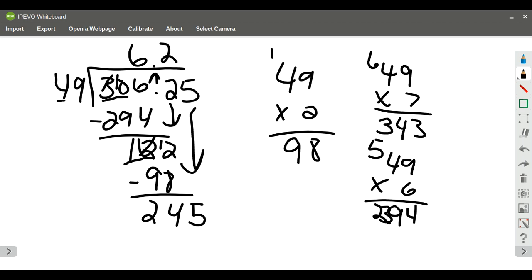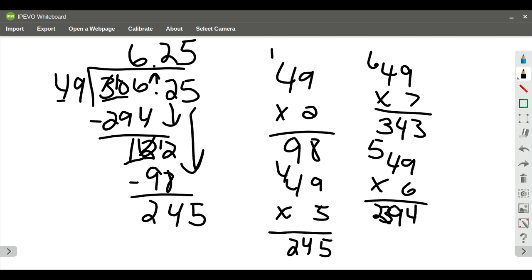And so let's try 49 times 5 and see what we get. So 5 times 9 is going to be 45. So I'm going to put down the 5, regroup the 4. 5 times 4 is going to be 20, plus 4 is going to be 24, so 245. So it's going to go in there 5 times. 49 times 5 is 245. So I write it underneath the other 245, and I subtract, and I get 0 left over.